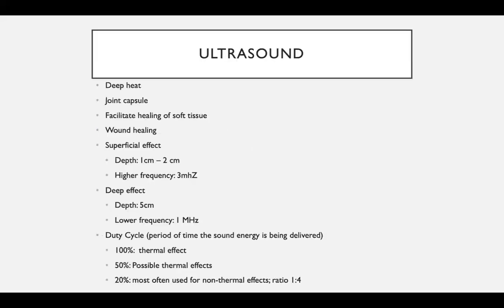The next one is ultrasound. The benefits could be deep heating, joint capsule, facilitating healing of soft tissue, or wound healing. A superficial effect parameter would be a depth of 1 centimeter to 2 centimeters with a higher frequency of 3 megahertz. Higher frequency means that more energy is being absorbed. A deep effect parameter would be a depth of 5 centimeters or a lower frequency of 1 megahertz.